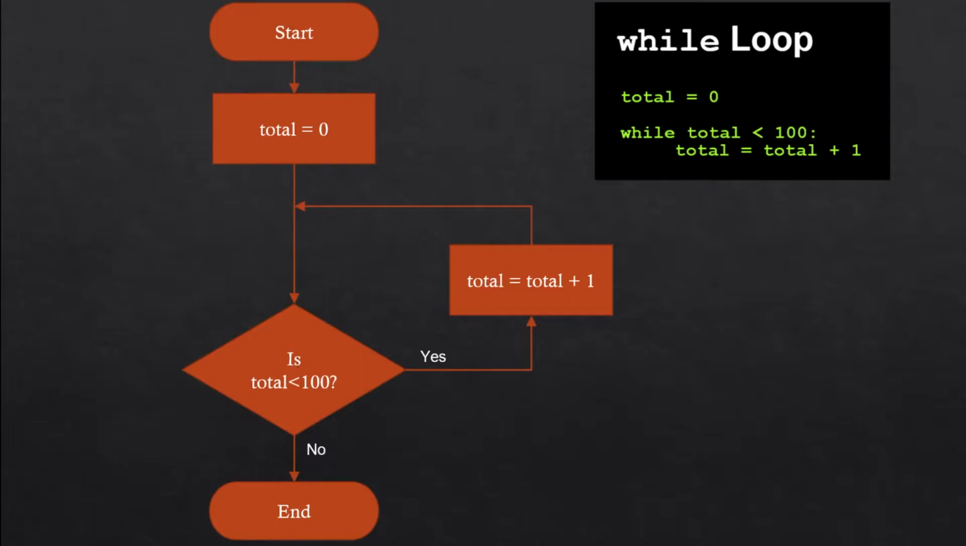So right now, total is 1. It's still less than 100. It will go on 2, 3, 4, all the way until total is 99. Is 99 still less than 100? Yes, so total equals total plus 1. Now total is 100, remember? So is total less than 100? No, then you end the while loop. That's how it works basically.